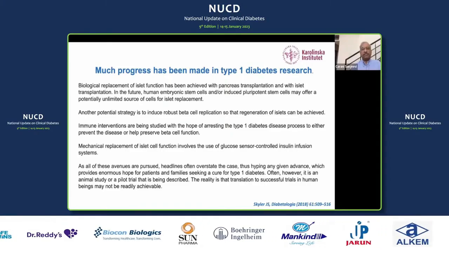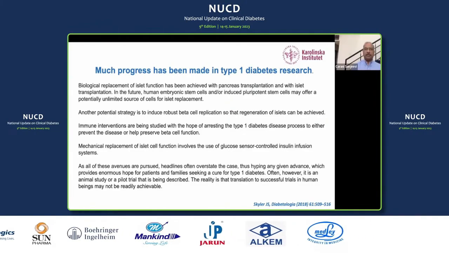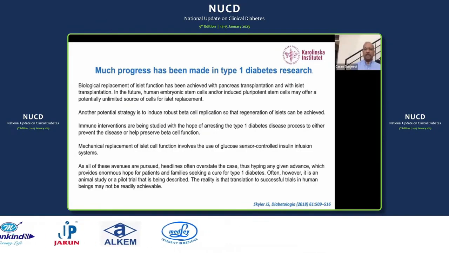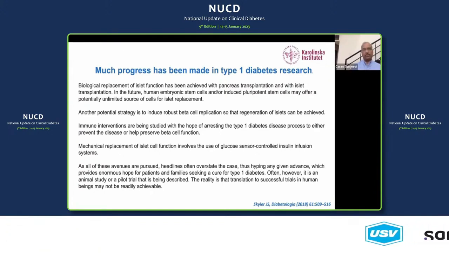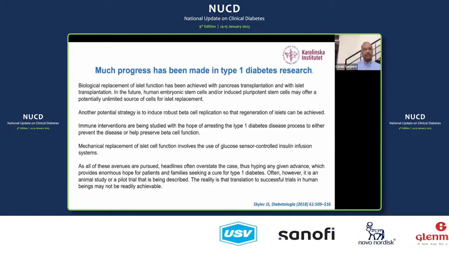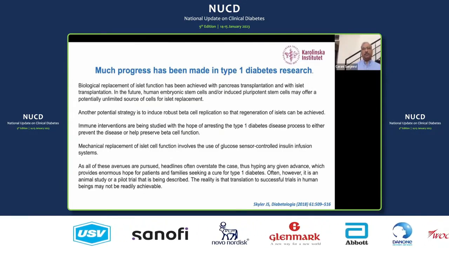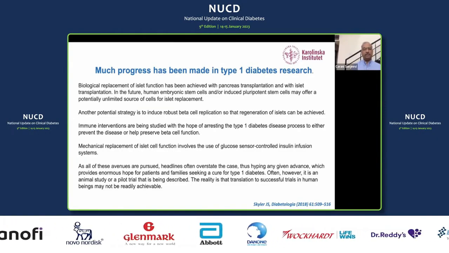Another potential strategy is to introduce robust beta cell replication so that regeneration of islets can be achieved. Maybe there is a drug candidate that will allow this to happen. And there are some interesting publications to tell us how this can happen, the regeneration of islets. The interesting part is the immune interventions are being studied with the hope of arresting type 1 diabetes. Most of the immune intervention strategies have approached only one immune intervention, either a GAD vaccine, or a vaccine for one of the viruses. But now it is possible to have a combination of these in order to increase the protection that could be given to the beta cells from these immune cells attacking them.